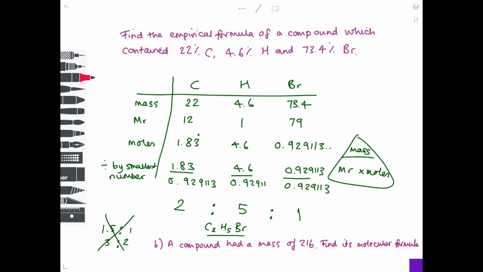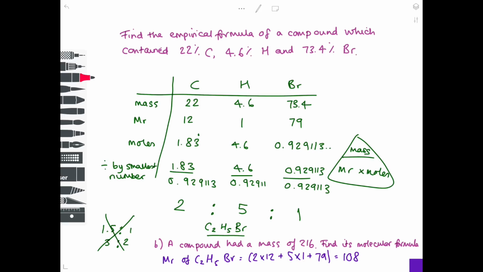Sometimes they like to extend the question and tell you in part B that a different compound had a mass of 216, and then based on this empirical formula you've just calculated, work out its molecular formula. This is really straightforward. All you have to do is work out the MR of the empirical formula you've just calculated. So that would be 2 times 12 plus 5 times 1 plus 79, so that's just a basic MR calculation. Once you've done that, you see that it's 108, and compare it to the compound you've been given, which is 216.